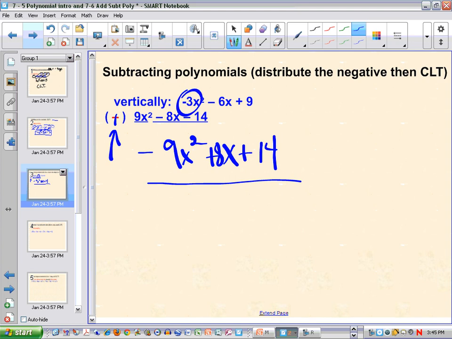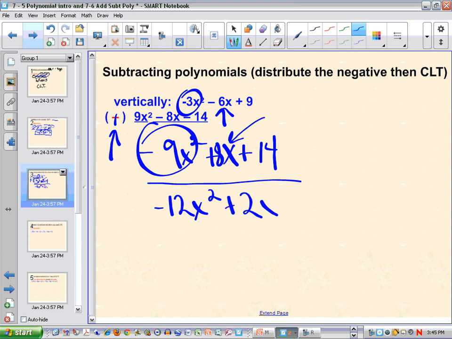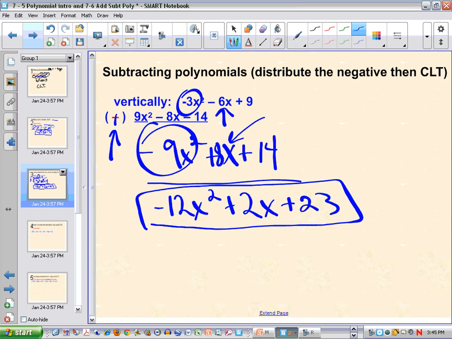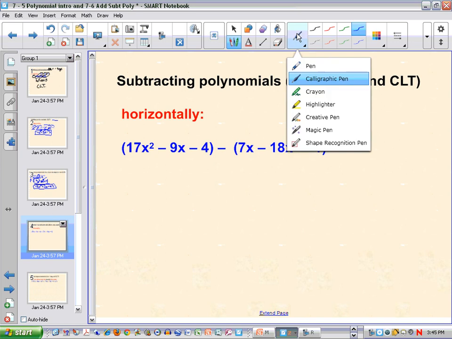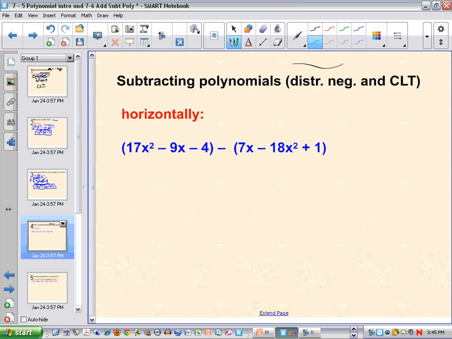So negative 3x squared minus 9x squared would be negative 12x squared. Negative 6x plus 8x would be plus 2x. 9 plus 14, 23. Descending order according to the x, standard form. So if you're going to subtract, once again, you've got a few different options, horizontally or vertically. So I'm going to go ahead and change all these. This becomes negative 7x plus 18x squared minus 1. So I slashed and dashed.